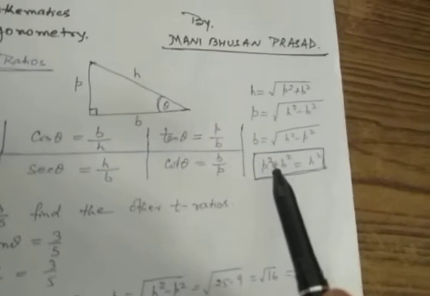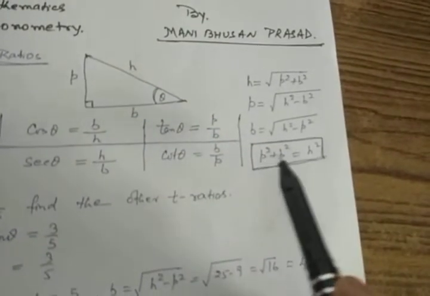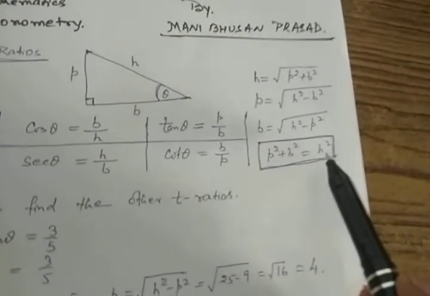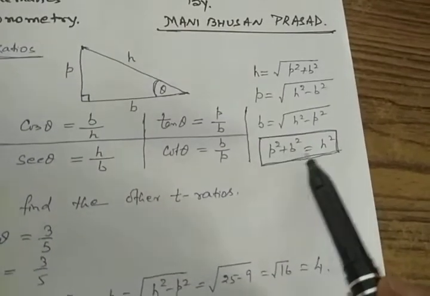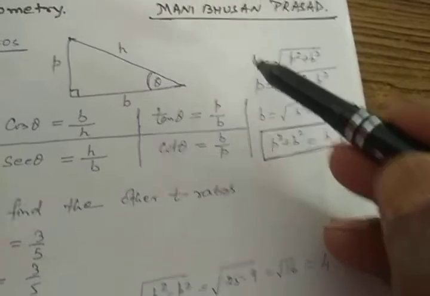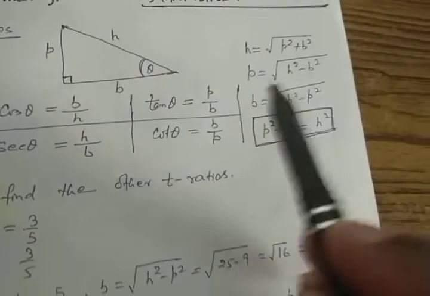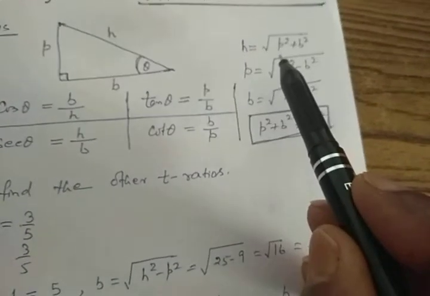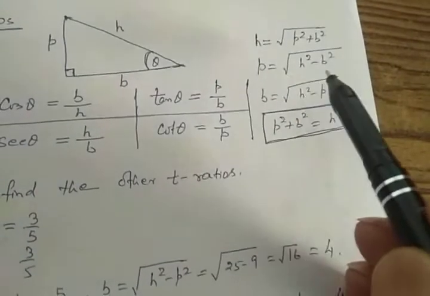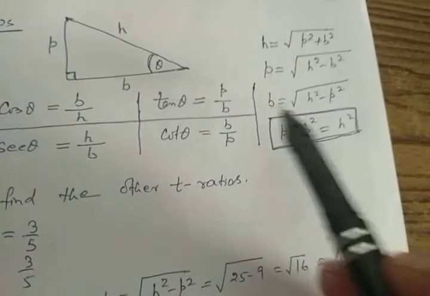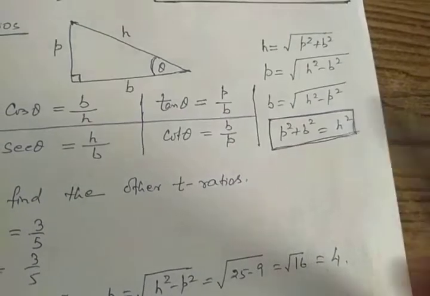Now, what is the relation between this P, B and H? Just see, you know the Pythagoras result: P square plus B square is equal to H square. And now from this result, we have calculated these three relations also. If you want to calculate H, you can write root under P square plus B square. For P, root under H square minus B square. For B, root under H square minus P square.